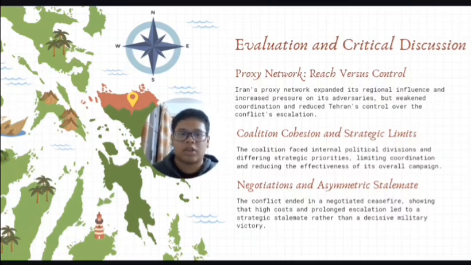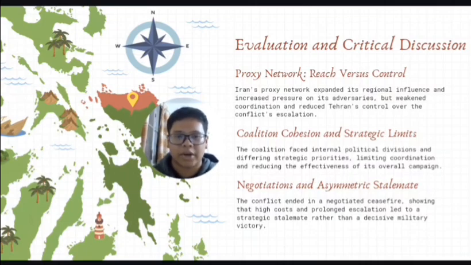And finally, negotiation and asymmetric stalemate. The conflict ended in a negotiated settlement rather than a decisive military victory. Both Iran and the coalition faced rising economic and military costs, making continued fighting increasingly unsustainable.